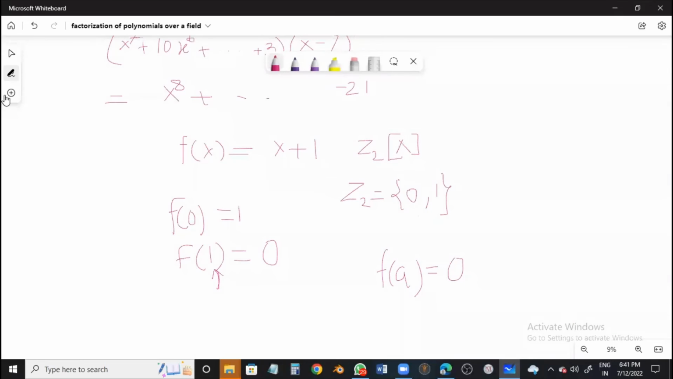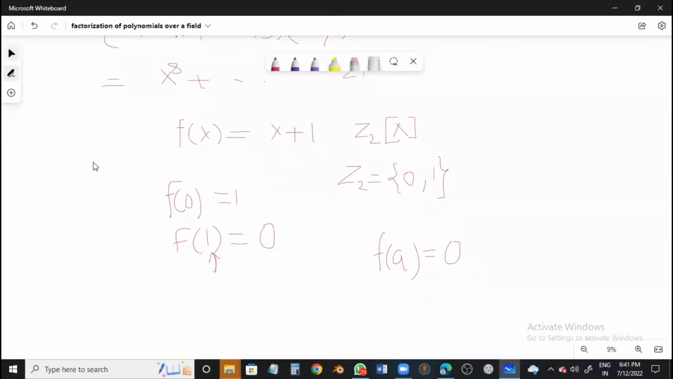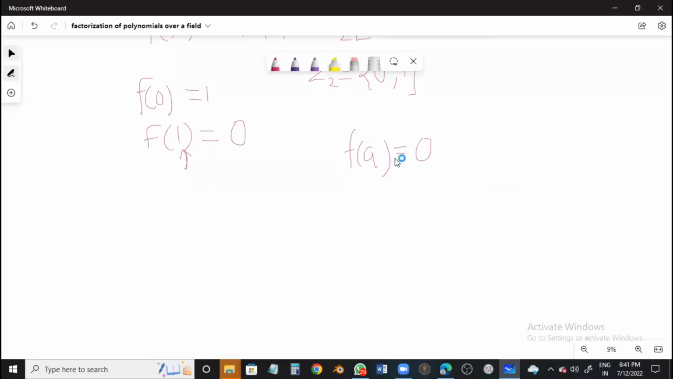So when to say a is a zero of the polynomial? If f of a becomes 0, we say a is a zero of the polynomial. And just now we have shown a is a zero if and only if x minus a is a factor of f, so f of x equals x minus a times q of x. This is the value of f of x. And we say that f is reducible. It can be factorized.